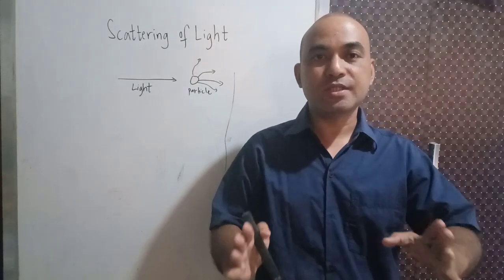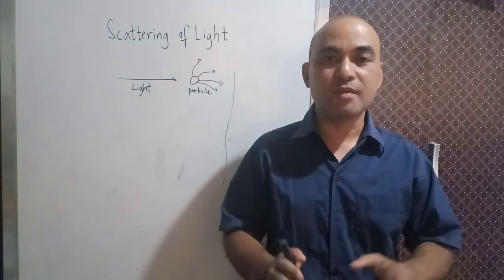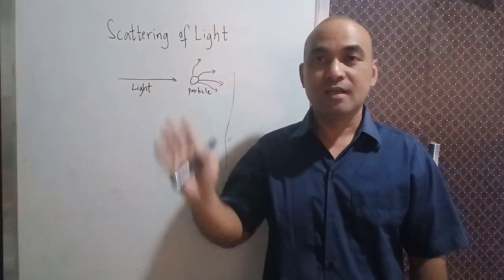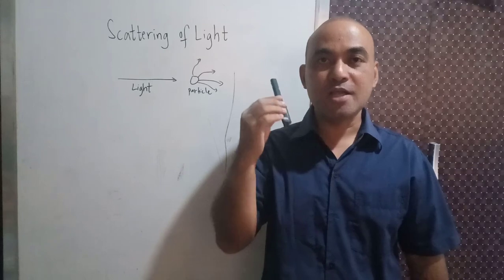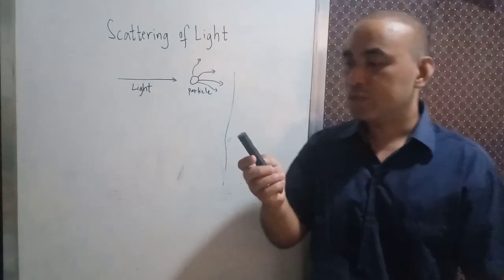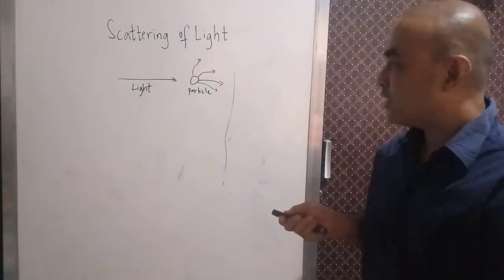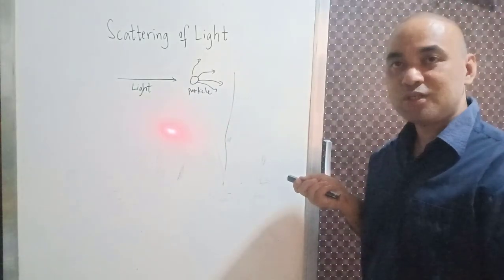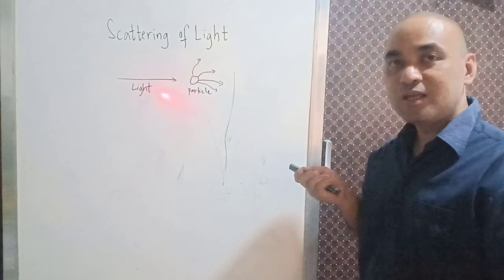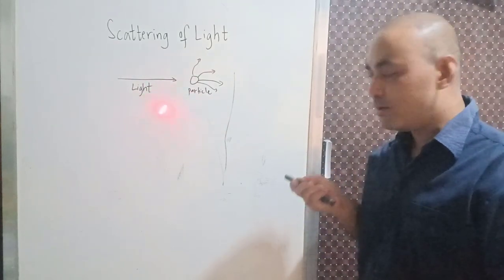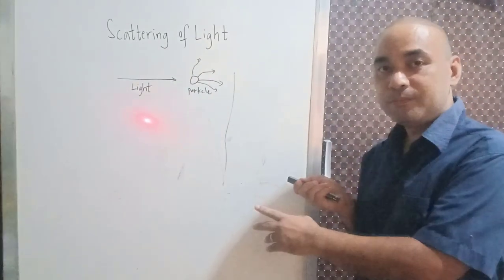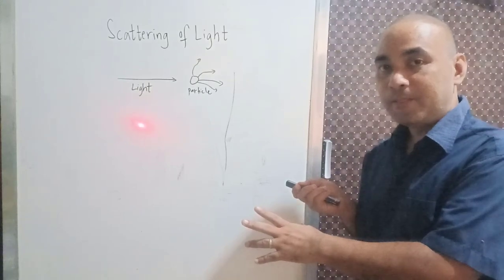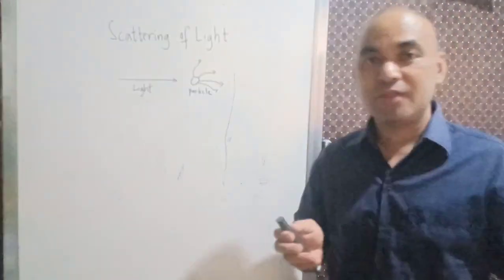Now, to better understand, I'll show you a little experiment about scattering of light. I have here a laser beam, and if I switch it on, you can see the dot on this board. But the question is, did you see the path of light traveling from here to this board? Of course not. Now let us try another experiment.